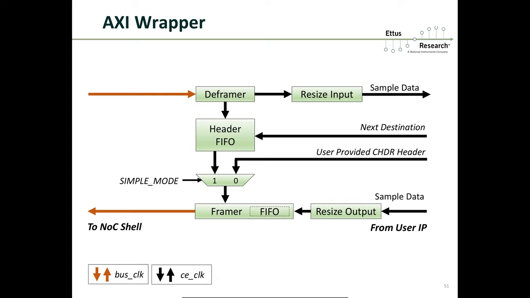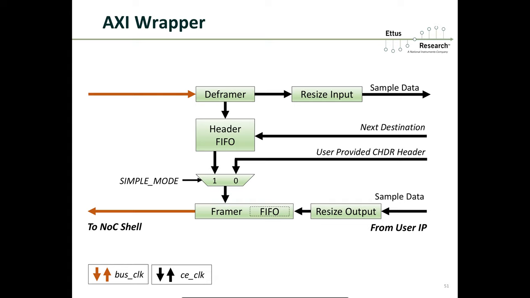So we can see in this case that if we were having, say, in the decimating FIR filter case, 2x packets coming in for every one packet that comes out. That means we'd have twice as many headers going into the header FIFO than are being consumed or removed from the header FIFO, which would cause the header FIFO to overflow. And that's why simple mode requires this one-to-one ratio, because otherwise the header FIFO will overflow.